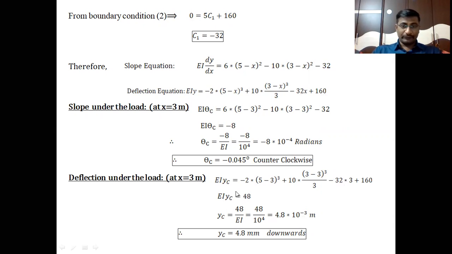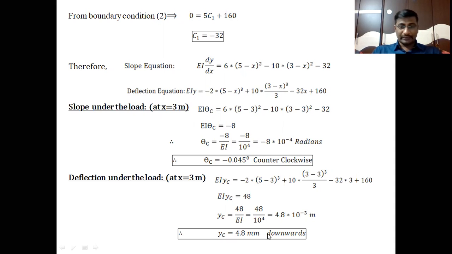So EI YC is equal to 48, YC is equal to 48 by EI, that is equal to 48 divided by 10 to the power of 4, that is equal to 4.8 into 10 to the power of minus 3 meters. We will get the deflection in units of meters. So after conversion to millimeters, 4.8 into 10 to the power minus 3 into 1000. So 1000 into 10 to the power minus 3 cancel. We will get the YC value as 4.8 mm. It is positive.